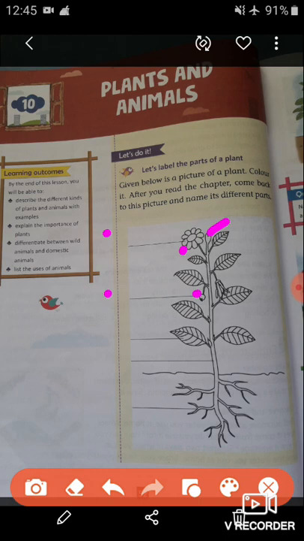Now, students, next, this is leaf. In singular form, you can say LEAF, leaf, and in plural form, you can write it as LEAVES, leaves. What is this? This is stem, STEM, stem. And at last, this is a root. You can write here ROOT, root. So, these were the different parts of a plant.